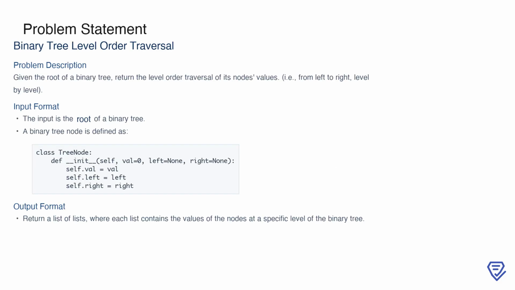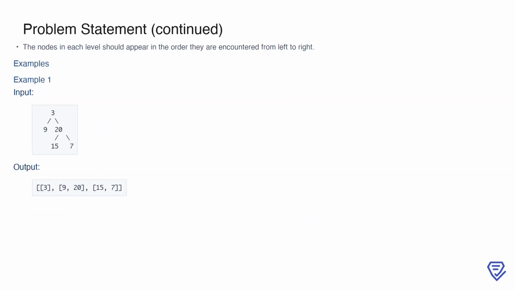In this problem, we are tasked with performing a level order traversal of a binary tree. This means that, given the root of the tree, we need to traverse the nodes level by level, from left to right, and return their values as nested lists. The input to the problem is the root of a binary tree, where each node is defined by a class that has a value, a left child, and a right child. The output should be a list of lists, where each inner list represents the node values at a specific level in the tree. When performing the traversal, the nodes at each level should appear in the order they are encountered, moving from left to right.